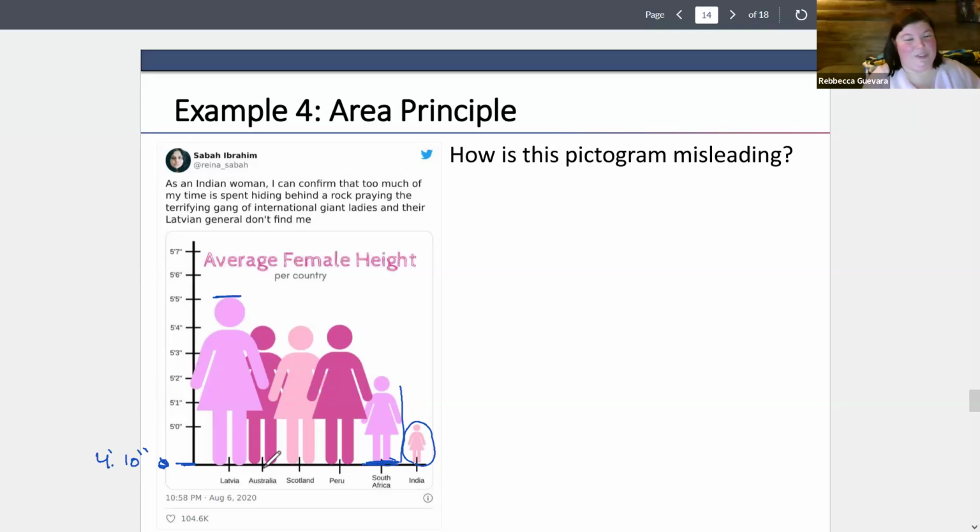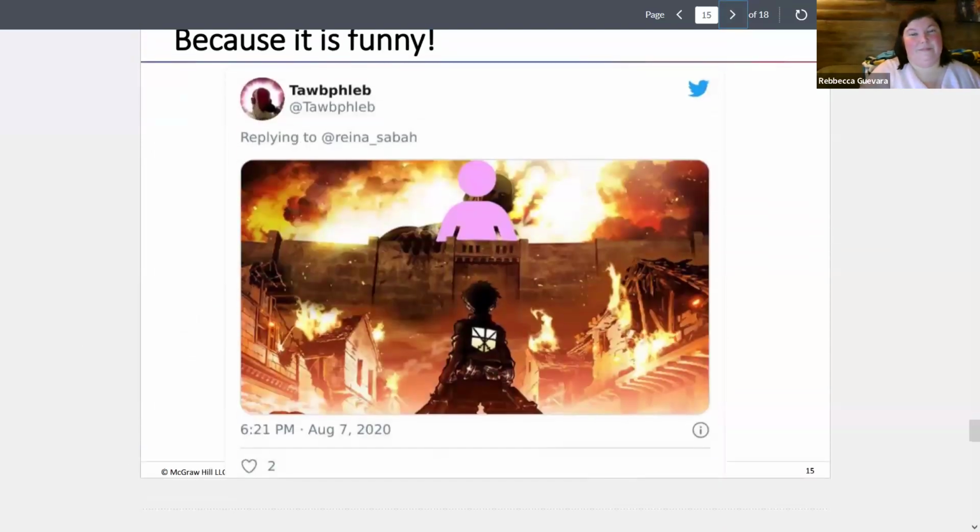Really what we're supposed to show is that women in Australia, Scotland, and Peru are all about the same height. South African women are a little smaller. Indian women average a little smaller. And Latvian women are a little bigger. There's not a big difference here, right? This is a difference of 1 inch. From here to here, that is a difference of 5 inches. So this is a combination of two things, the pictograph and the vertical axis. And then just because I thought it was funny, there is that giant woman on the last graph here.